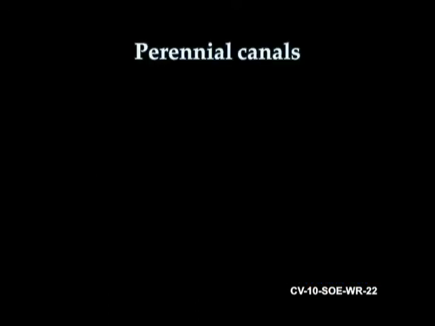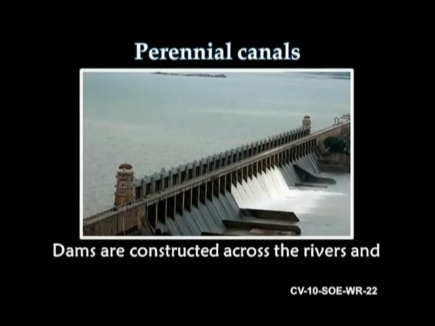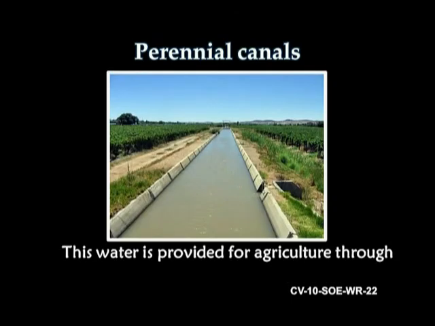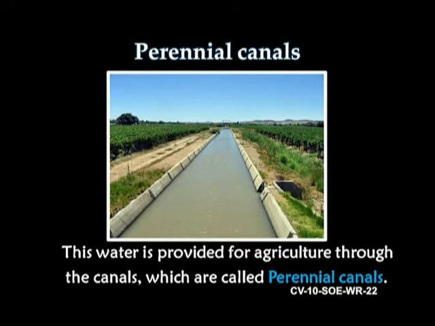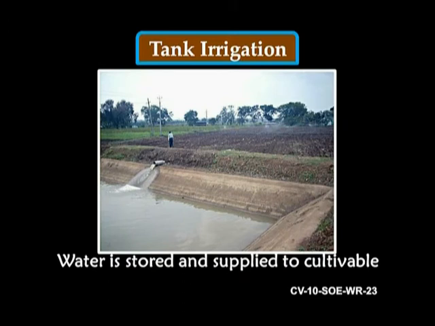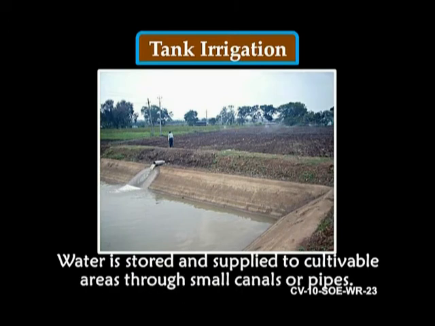2. Perennial canals. Dams are constructed across the rivers and water is stored in the reservoirs. This water is provided for agriculture through the canals, which are called perennial canals. Tank irrigation. It is practiced in India since ancient times. Small bunds are constructed across streams. Water is stored and supplied to cultivable areas through small canals or pipes. Tank irrigation is common in India.